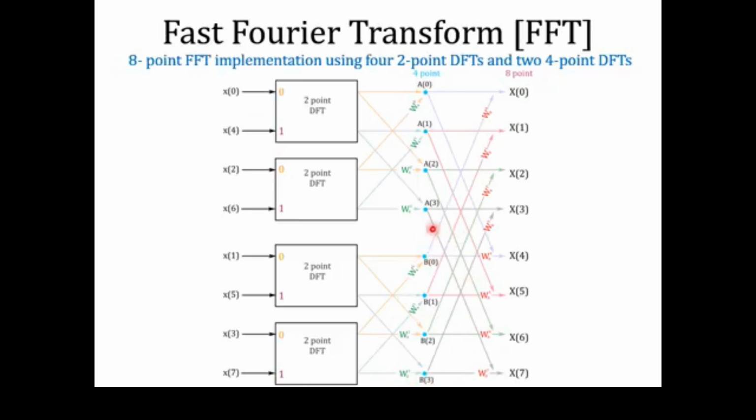There will be no multiplication performed on the first 4-point DFT outputs, which were represented by A of K. So this is how we can implement 8-point FFT structure using 4 2-point DFTs and 2 4-point DFTs.